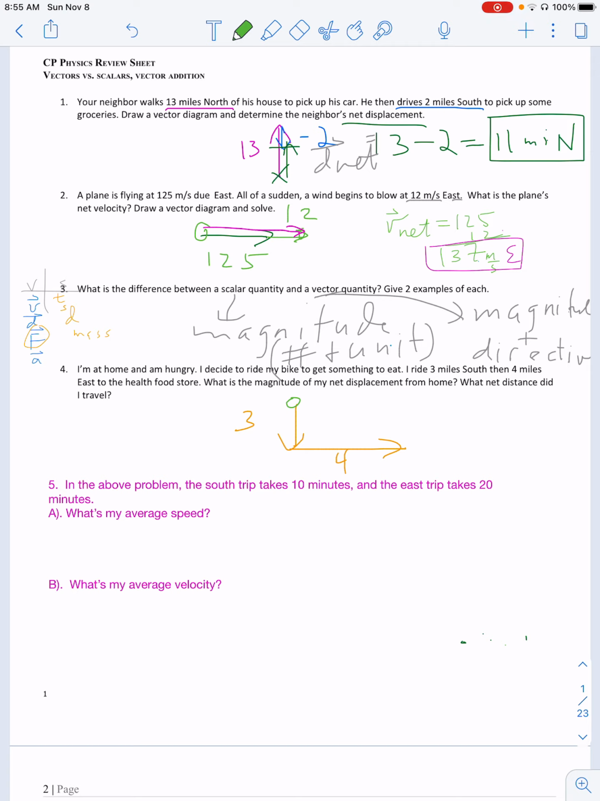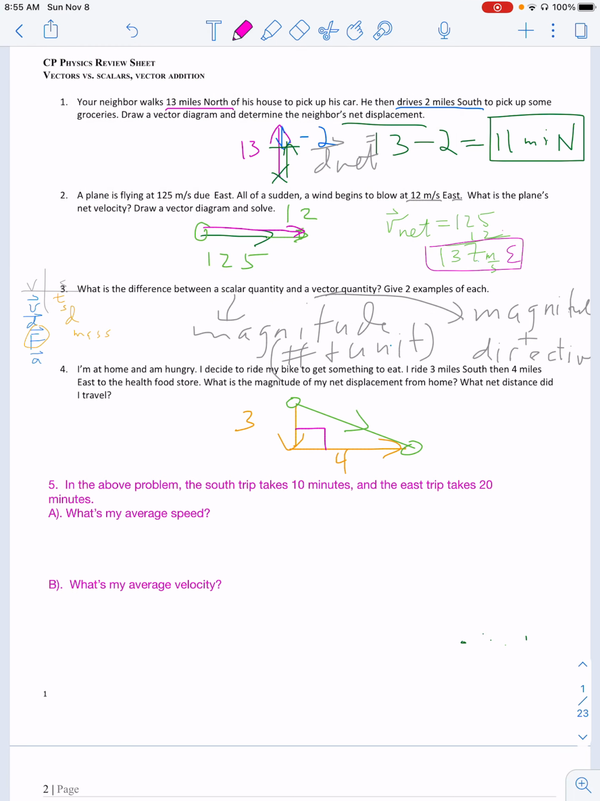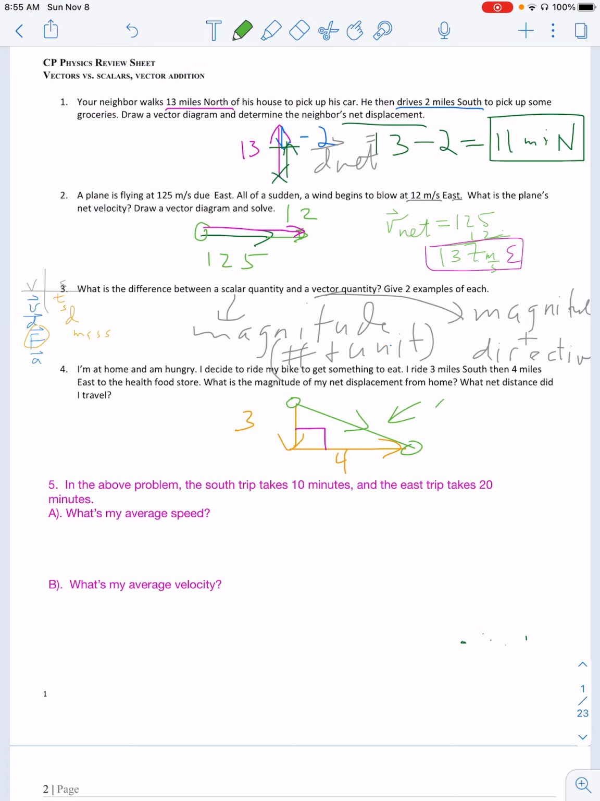So this would be the net displacement right here from the start to the finish. It could be any angle between the two vectors, but we've only taught you how to do right angles between the vectors. So this d net, net displacement, would be figured out using Pythagorean theorem because it's always going to be a right angled triangle for us.